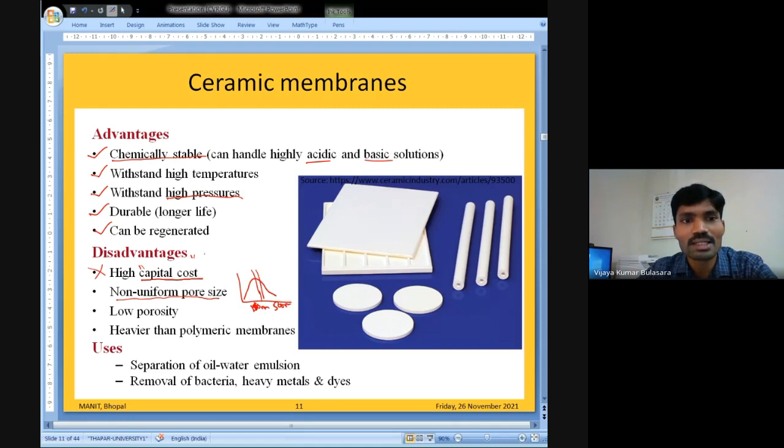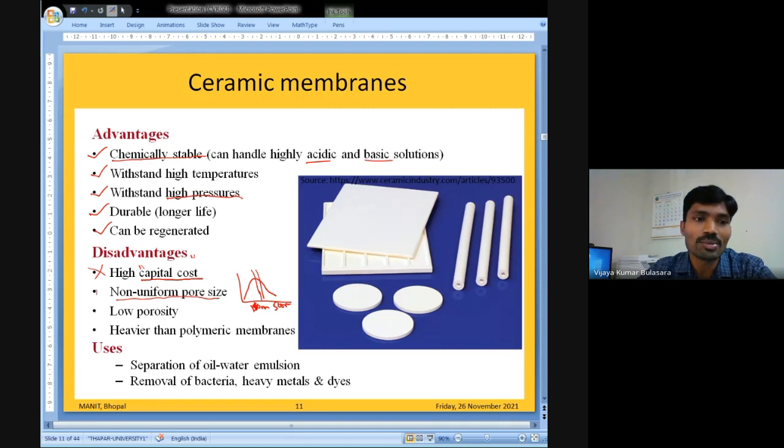In the case of polymeric membranes, they are easy to fabricate and have uniform pore sizes, meaning all pores have a similar size. Whereas in ceramic membranes, different pores have different diameters, and hence it is one of the disadvantages. Still, we try to improve the uniformity of pore size by altering the operating conditions, that is, the heating rate in the sintering process. Heating rate is one of the controlling factors for pore size distribution.